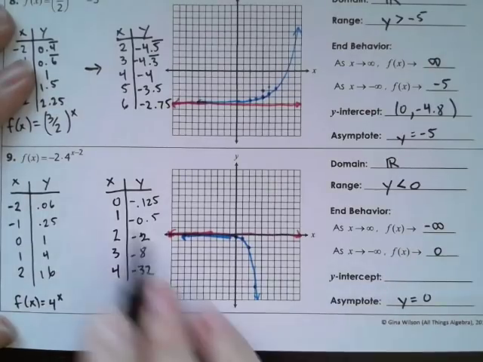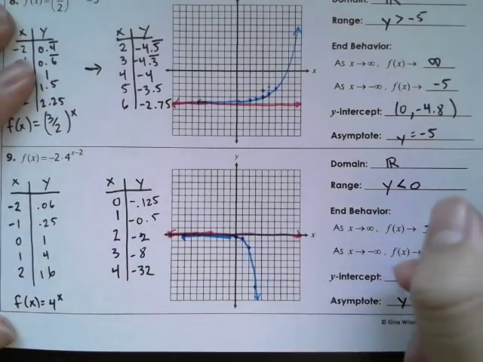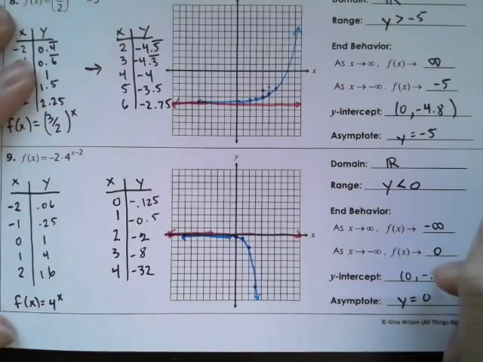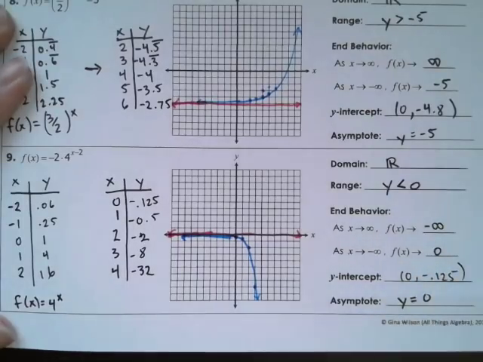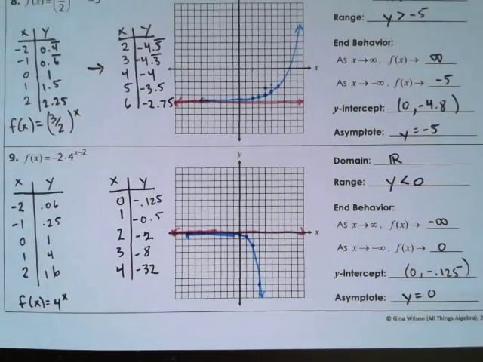And then my y-intercept from my table here, okay, it's at 0, negative 1.25. And that's it. This concludes concept 41.